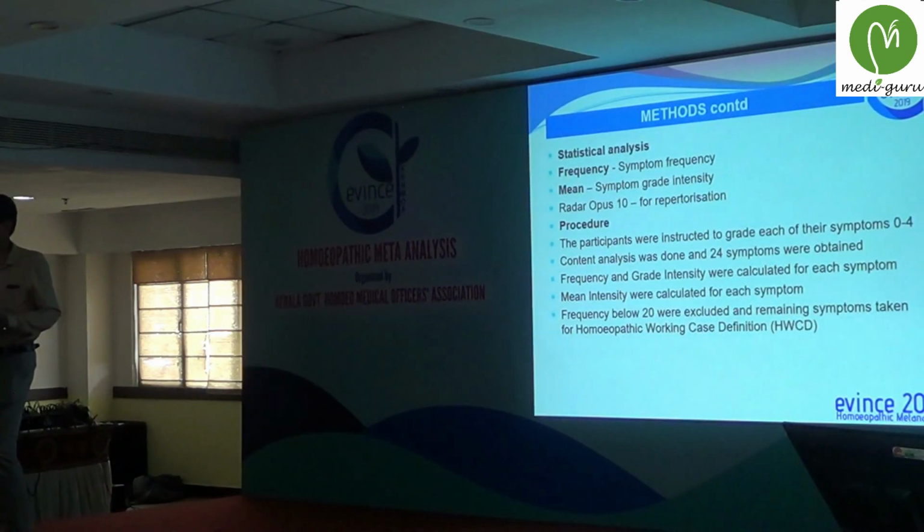Procedure. The participants were instructed to grade each of their symptoms from 0 to 2. Convenient and content analysis was done and 24 symptoms were obtained. Frequency and grade intensities were calculated for each symptom. Mean intensity was calculated for each symptom. Frequencies below 20 were excluded and the remaining symptoms were taken for the homeopathic working case definition.